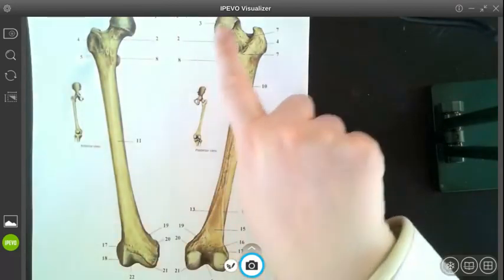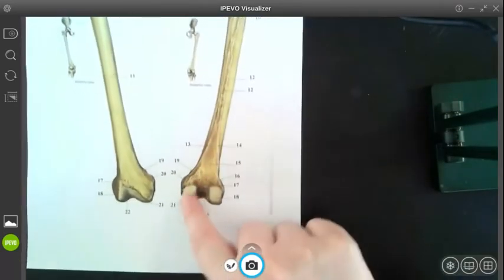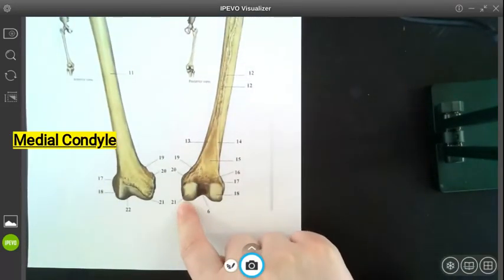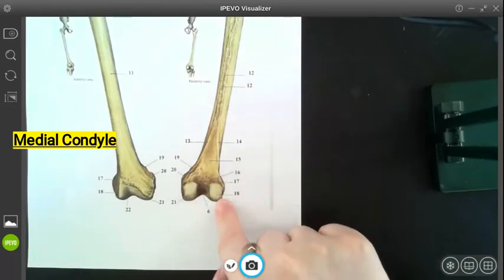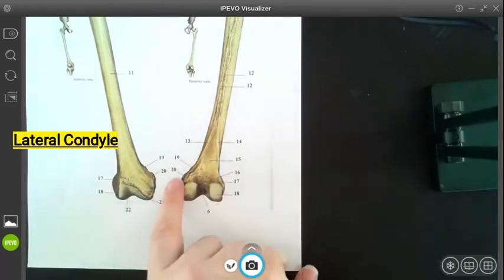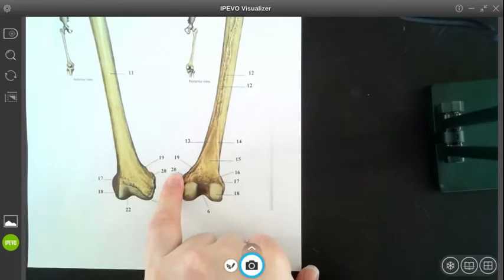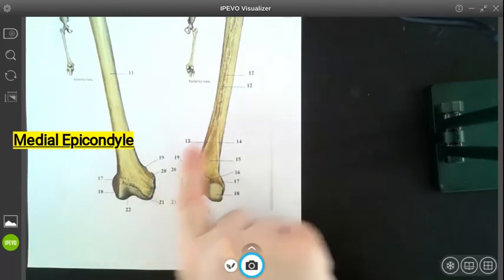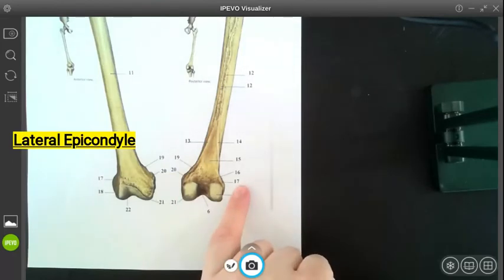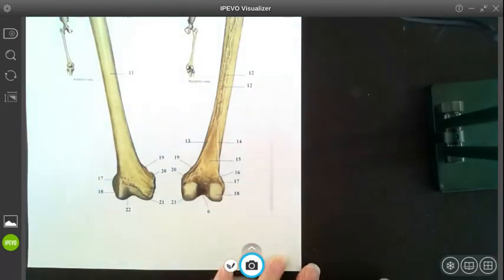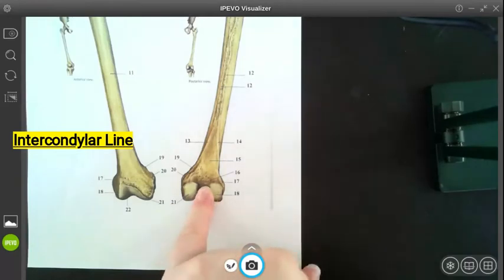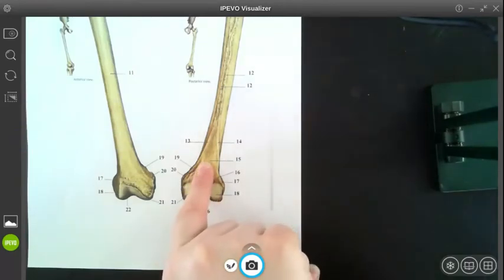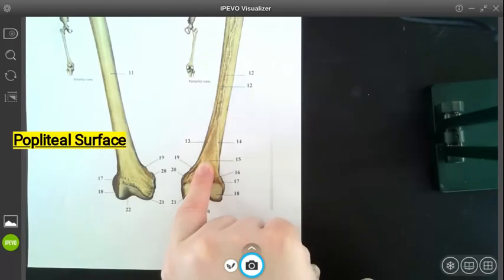So if I go back up here, this is going to be the medial side, which means 21 is the medial condyle and 18 is the lateral condyle. 20 is above, so we call these epicondyles. 20 is the medial epicondyle, and 17 would be the lateral epicondyle. Since we're down here, 16 is pointing at the intercondylar line. 15 is that surface on the back of the femur, which is called the popliteal surface.